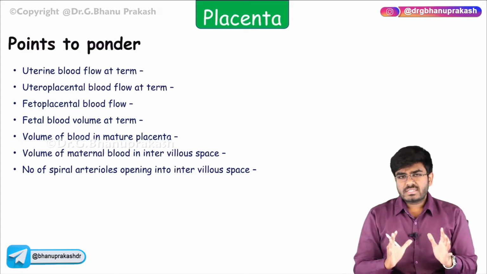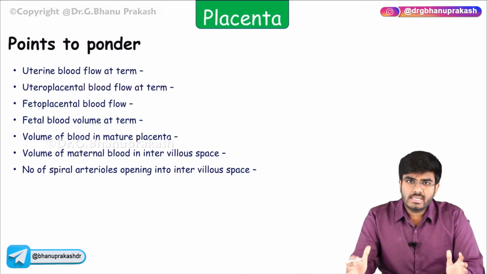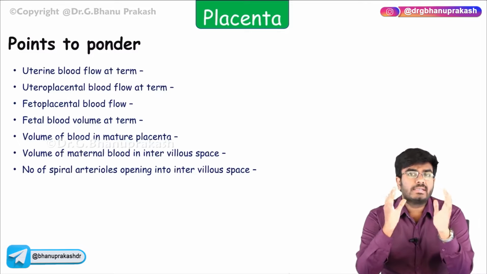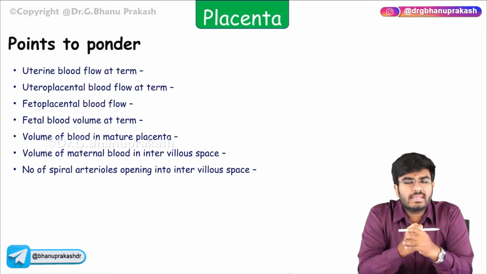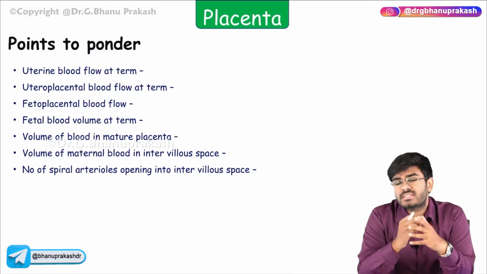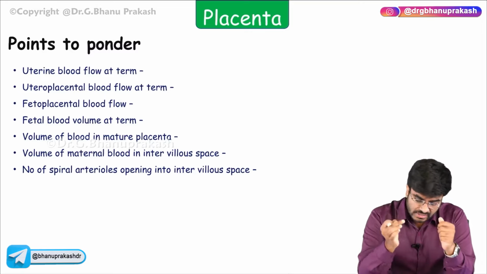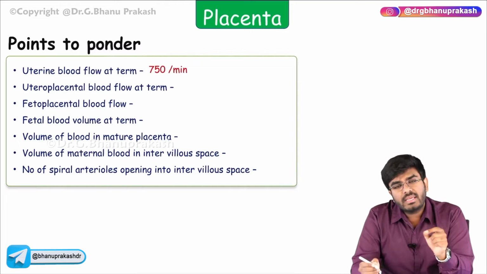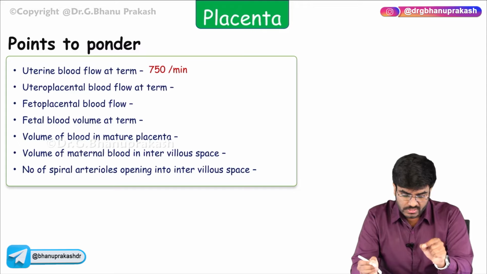Now, after saying this, let's discuss a few important single liners. Uterine blood flow at term. At term, how much amount of blood is coming to the uterus? It is 10% of cardiac output. Almost 750 ml of blood will be coming per minute to the uterus.